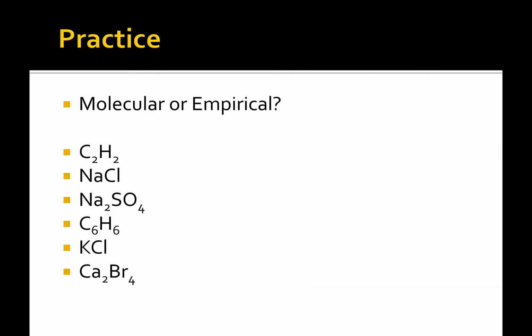So let's figure out here, is this molecular or empirical? Feel free to pause this and check your answers as you go through. C2H2 is molecular. This could be simplified to CH by dividing out a 2. NaCl, it's ionic. Can't be simplified any further, so this must be empirical. We said this one would be molecular.